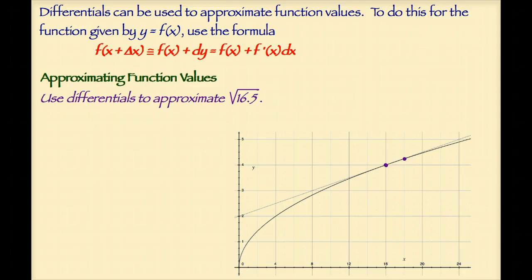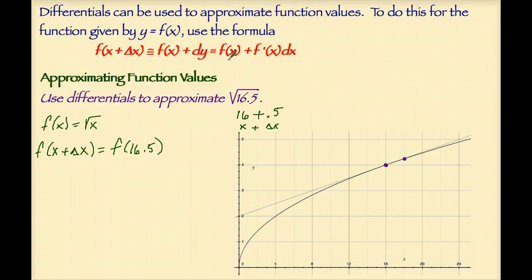So let's see how this works. We can see that the function, of course, is f of x equals the square root of x. In this case, we're going to take 16.5 and separate this into 16 plus 0.5, where x is our target value and 0.5 is our differential, delta x or dx. And so we're really going to be looking for f of x plus delta x, which of course is f of 16.5. Now to do so, let's take f of x plus f prime of x times dx, the differential.